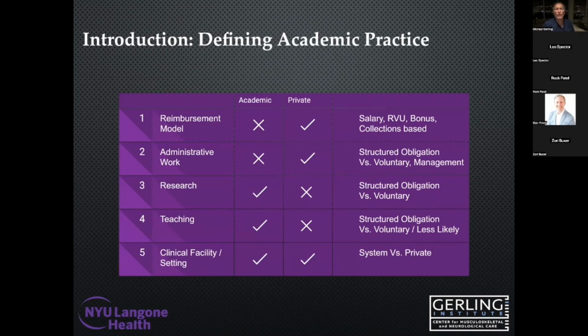So when we compare academic versus private practices, what is the real difference? Most people would first come up with the thought that it's a reimbursement model issue, really with the academic model usually being perceived as being more constrained with less overall reimbursement. The administrative work associated with being in private practice is perceived as being less, certainly more voluntary and more associated with management. That's not always true, but it's typically true.